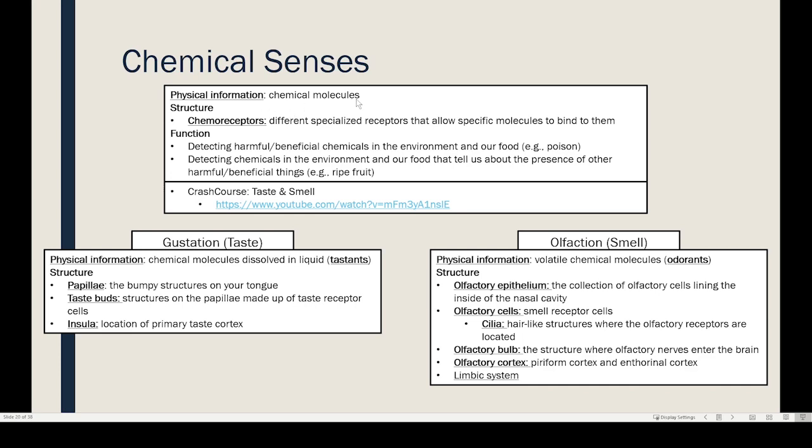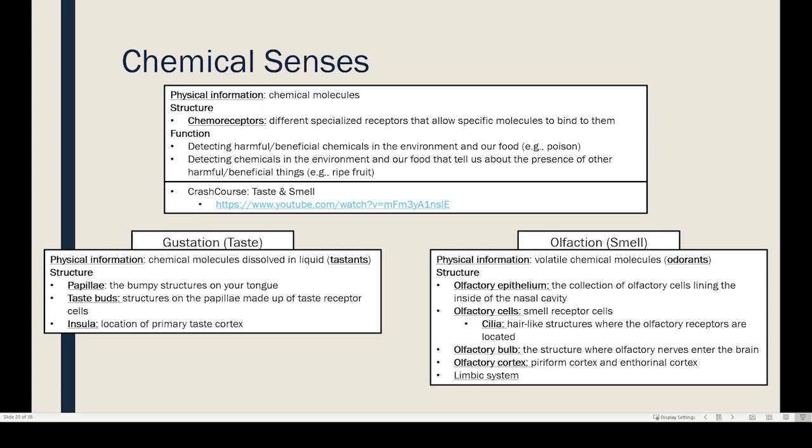So chemical molecules, in this case, are the physical information, and those are received into the nervous system through chemoreceptors, so sensory receptors that receive chemicals. Usually it's all about having different specialized receptors on these sensory cells that will allow specific molecules to bind to them.